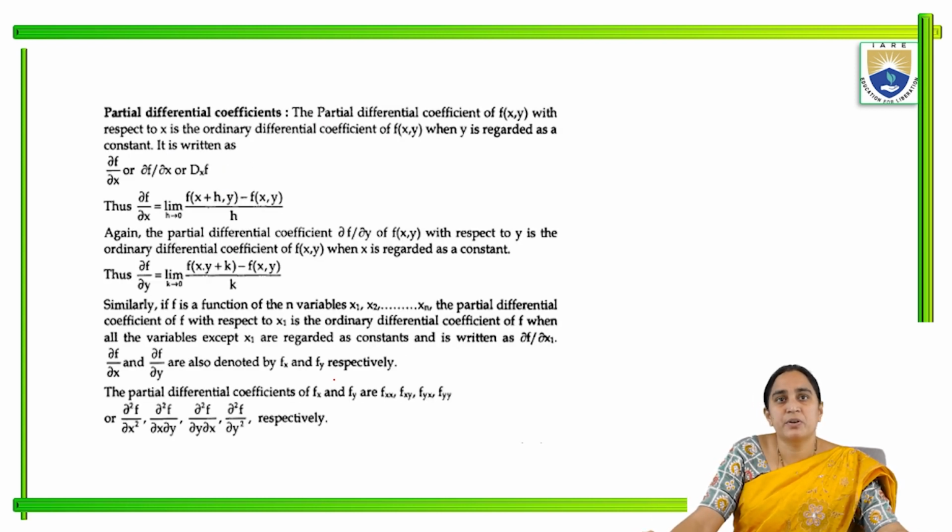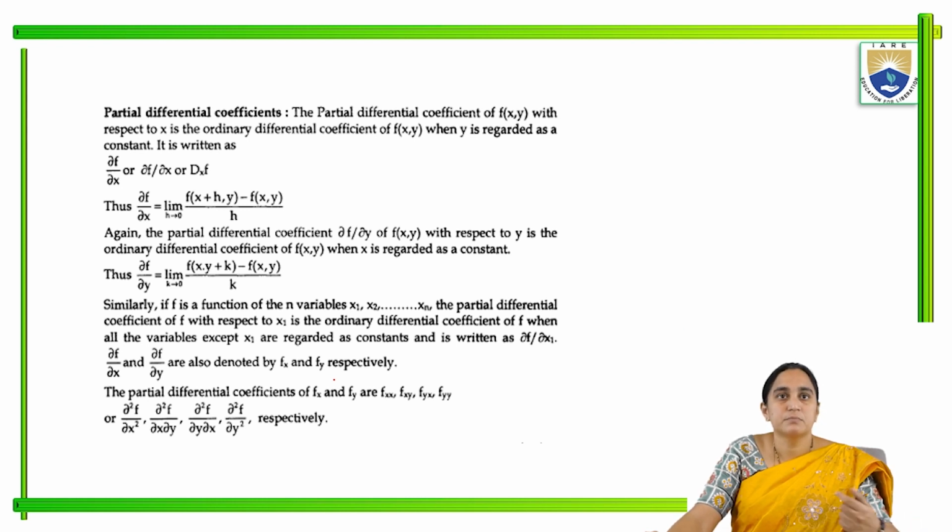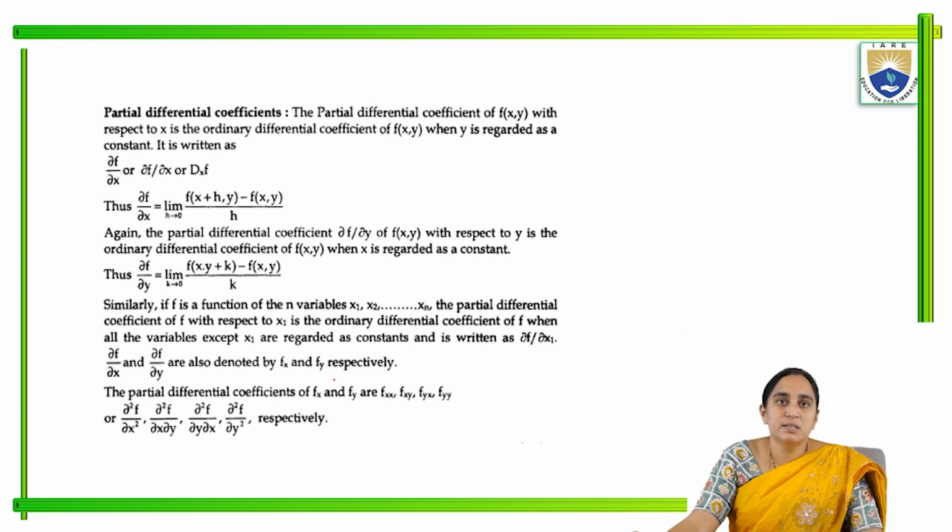one, functions of several variables. Under that, the first topic is partial differentiation. What is partial differentiation? The partial differential coefficient of f(x, y) with respect to x is the ordinary differential coefficient of f(x, y) when y is regarded as a constant. It is written as ∂f/∂x or f_x. Thus, ∂f/∂x is equal to, what about the formula for the derivative? Limit h tends to 0, (f(x plus h, y) minus f(x, y)) by h.